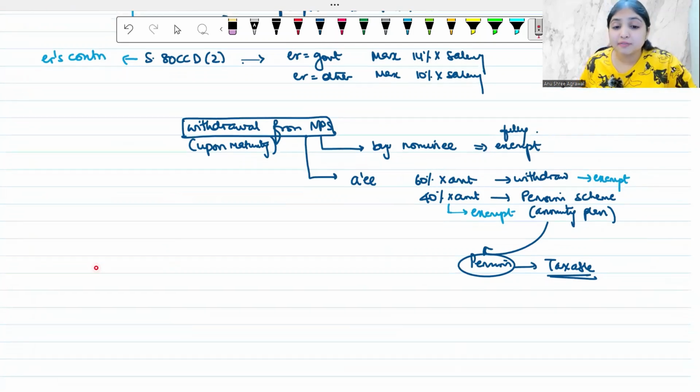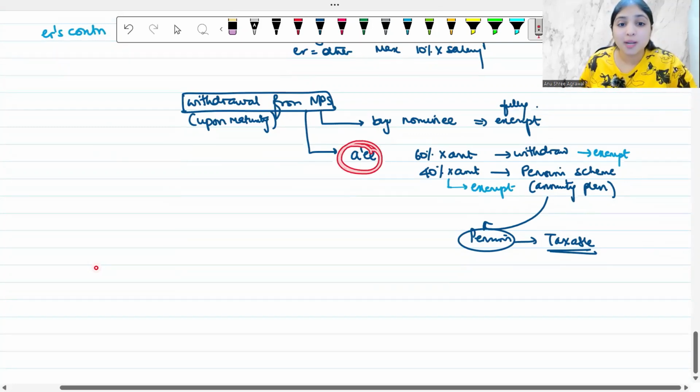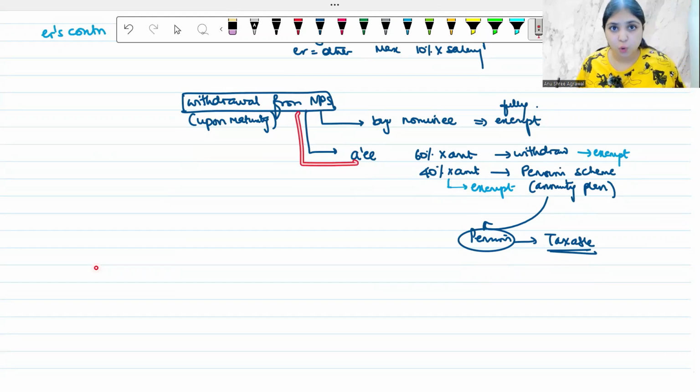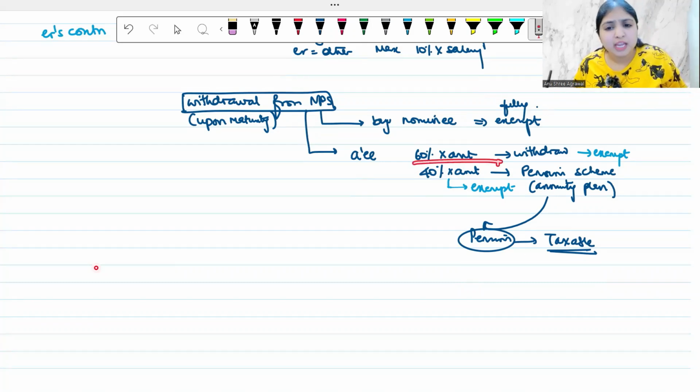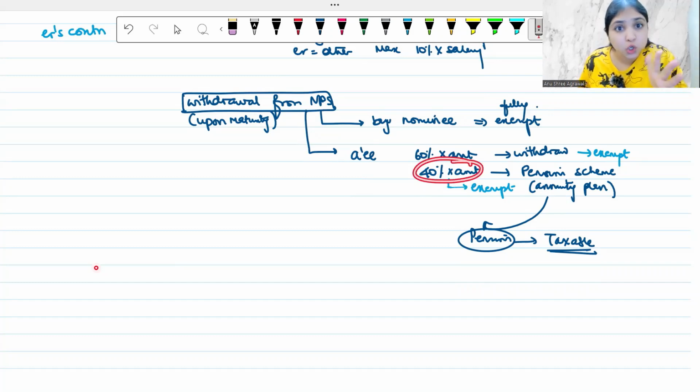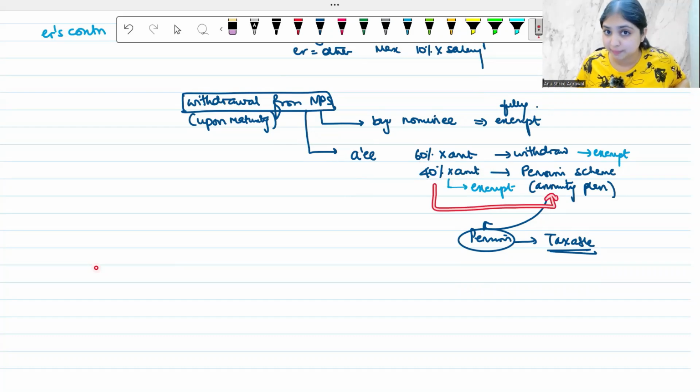Okay, but if the assessee himself, upon maturity, withdraws money from NPS, how much can he withdraw? Whatever corpus, whatever balance is there in NPS, can he withdraw it fully? No. Only 60% he can withdraw. If he withdraws the 60%, that's going to be exempt for him. What will he do with the balance 40%? Can he withdraw this balance 40%? No. He will have to put this 40% into an annuity plan from which he will receive pension.